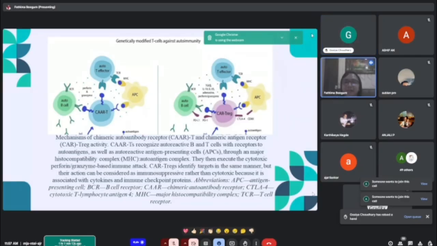It can cause granzyme and perforin to release, and the mechanism of action will take place. Then you may have heard of CARTITUDE. That is also the one which is used for autoimmune disorders.